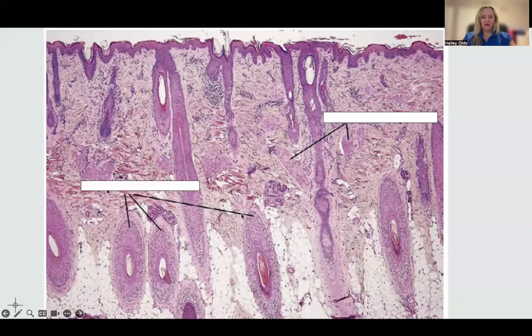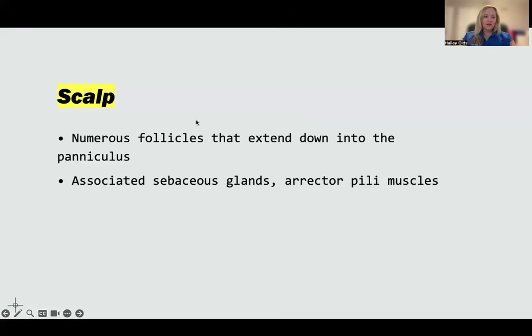So these are all hair follicles and they're going pretty deep. They're going down into the fat. So that means they're more terminal hairs, not just vellus hairs. This is some smooth muscle, the erector pili muscle associated with hair follicles. And yeah, you just have a ton of hair follicles here. So this is the scalp. And then you also see sebaceous glands associated with the hair follicles, like we said before.